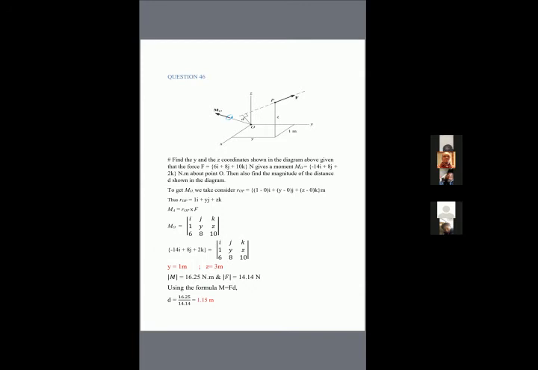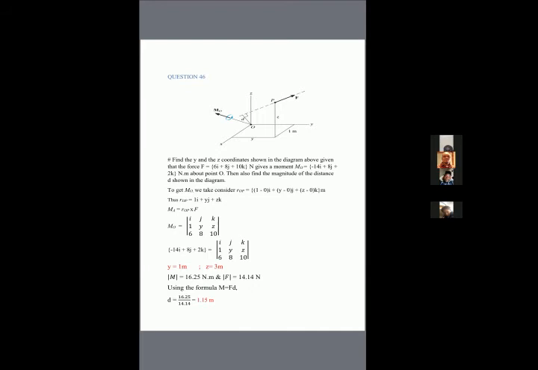So the only thing here that you're supposed to do is to get the magnitude of the moment and the magnitude of the force. Then you use the formula there, which is M is equal to Fd. So getting the magnitude of the moment, I haven't shown it here, but the answer is 16.25.